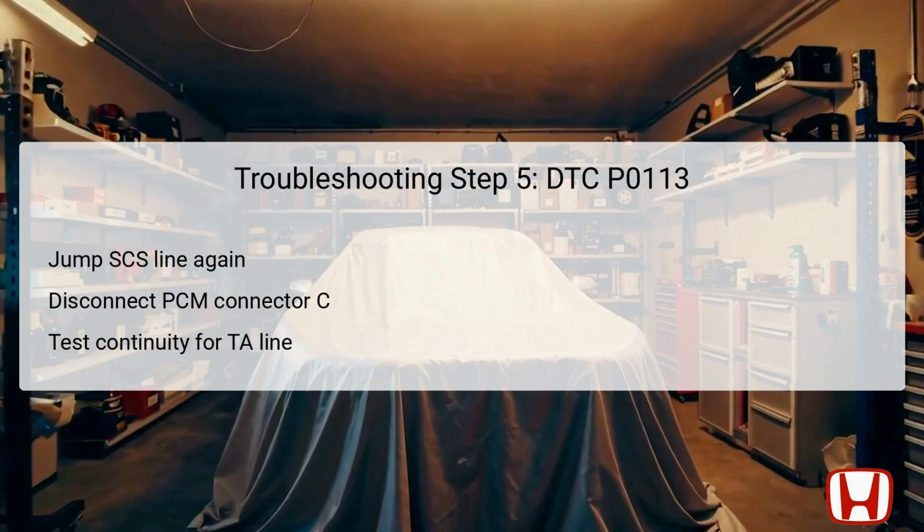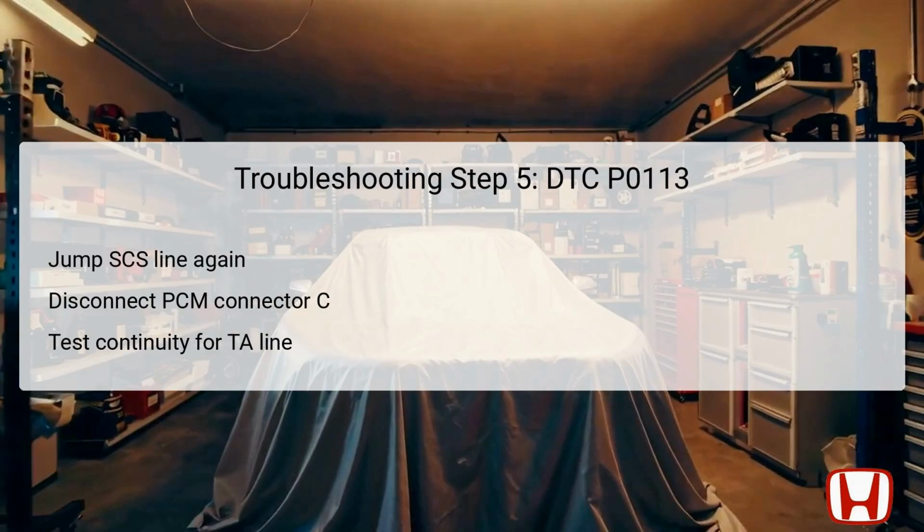In the final step of troubleshooting for DTC P0113, once again start by turning the vehicle off and jumping the SCS line with the HDS for over a minute. Following this, disconnect PCM connector C to evaluate the condition of the TA wire. Similar to the previous steps, you'll conduct a continuity check between the MAF IAT sensor 5P connector number 4 and the PCM connector C number 49. This will determine whether continuity exists in the TA line.